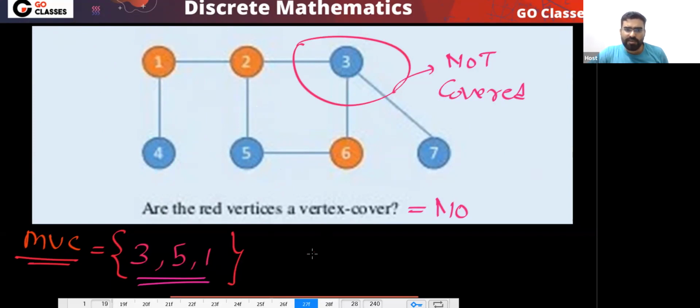So finally, the vertex cover number, what is that? Vertex cover number means beta. Beta is actually 3. Beta means vertex cover number.